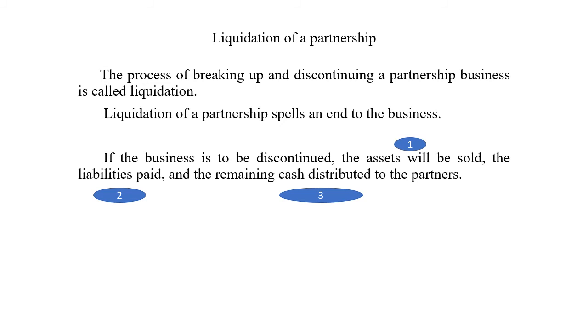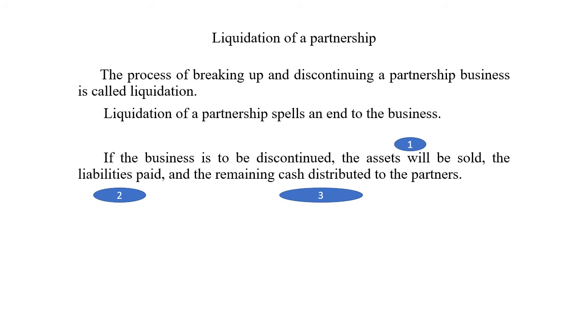Let us go to our last chapter, which is liquidation of a partnership. Liquidation of a partnership means the partners will be liquidating the partnership. They are going to close the partnership. They don't want to work as partners anymore. So we call it liquidation. Why it's called liquidation? Because its first step is to sell the assets and change all the assets into liquid money, cash money. So the first step in liquidation is to sell all the assets.